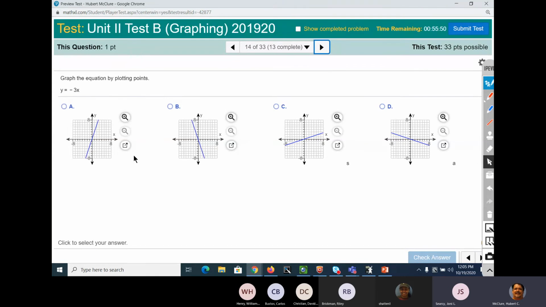y is equal to negative 3x. So I'm going to pick 5 points since it's not a fraction: negative 2, negative 1, 0, 1, and 2.